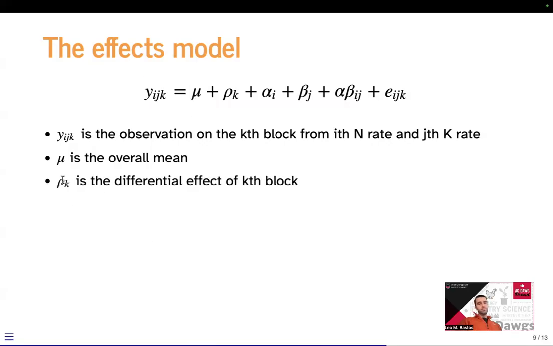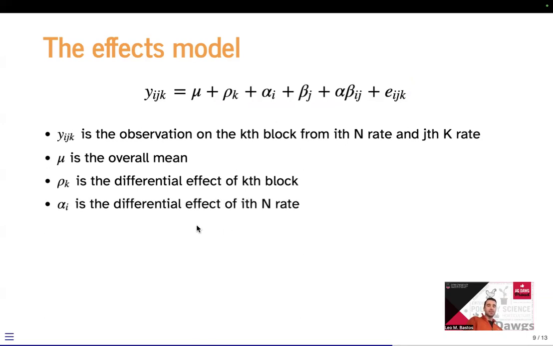Your, I don't know how to pronounce that actually. What is that? How to say that symbol? That's rho. Rho, thank you. So rho K, I was going to say P, so thanks for helping me not make that mistake. So rho K is that differential effect of the kth block, right? So all the block effects are going to be confined to this term here.